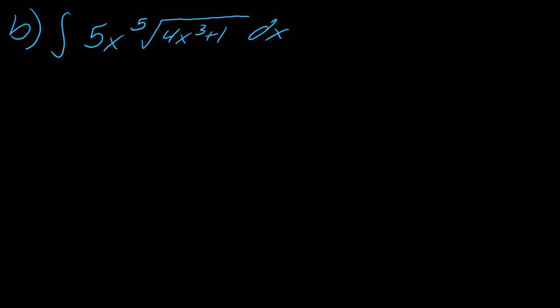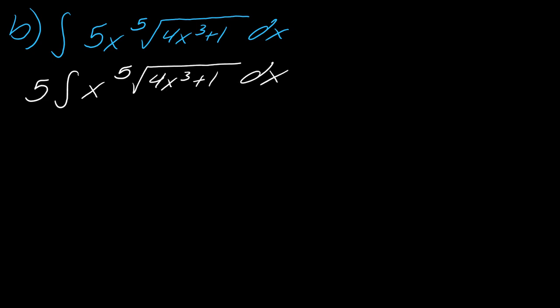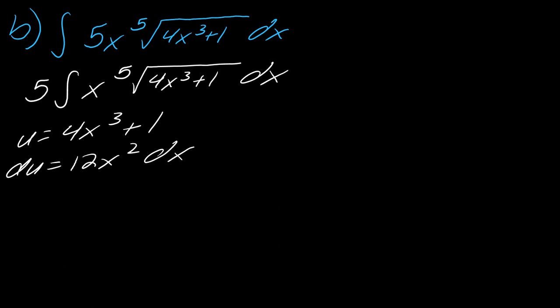So first of all, just to make the problem a little bit easier to look at, I want to bring the 5 out so that I can just focus on the rest of this. So this 5 is just going to be noise. Now, my u in this case is going to be 4x cubed plus 1. Therefore, my du is 12x squared dx.